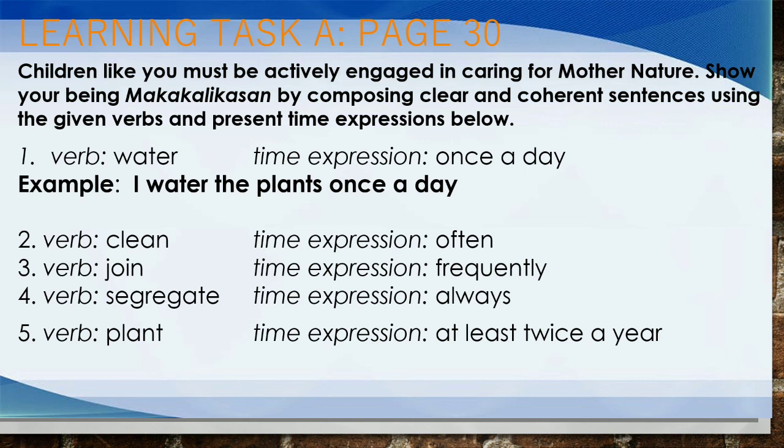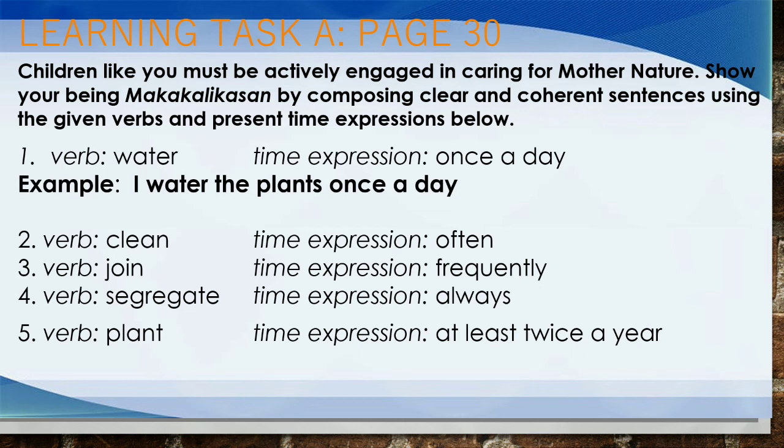And for your assignment, learning task A, on page 30. Children like you must be actively engaged in caring for Mother Nature. Show your being makakalikasan by composing clear and coherent sentences using the given verbs and present time expressions below. Number 1 is done for you. The verb is water. The time expression is once a day. So, the sentence is, I water the plants once a day.